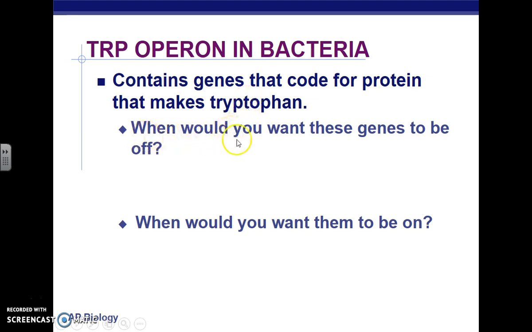So if you think about the question, when would you want these genes to be off, when would you not need these genes? You wouldn't need these genes to be on when you have enough tryptophan. If you have enough tryptophan, you don't need the proteins that make it. But you would want these genes to be on when you need to make tryptophan or you're lacking tryptophan. It's important that you hold on to that idea, because that idea will help you with this: you want these genes to be on when there's no tryptophan, so you can make the proteins that make tryptophan.